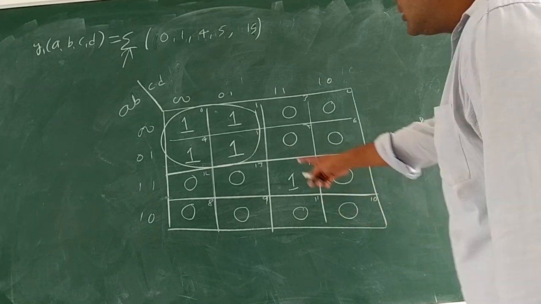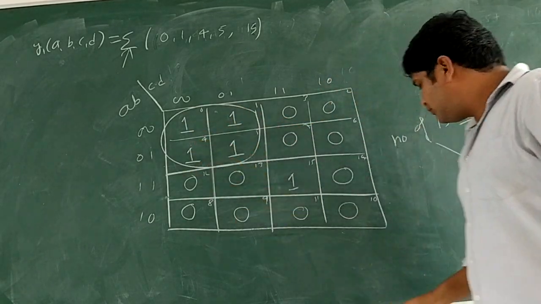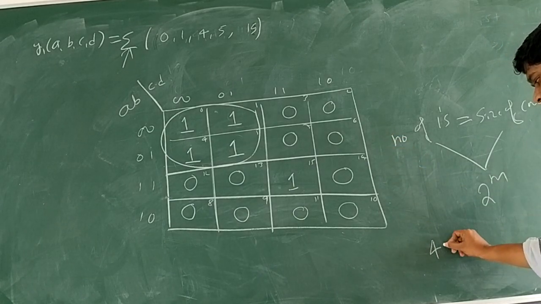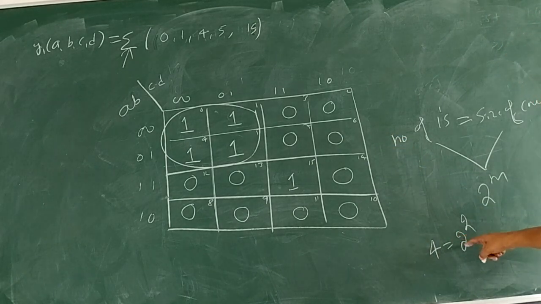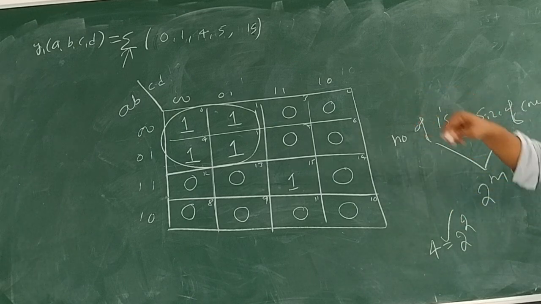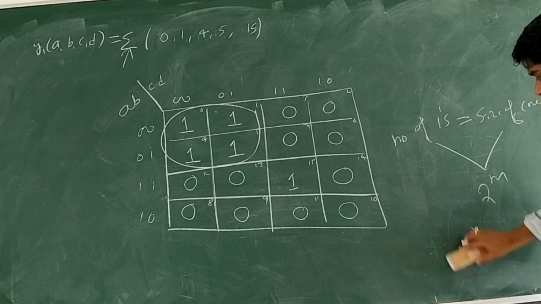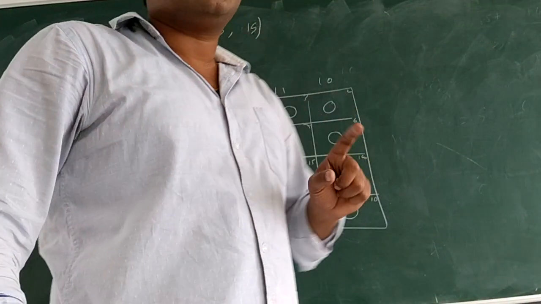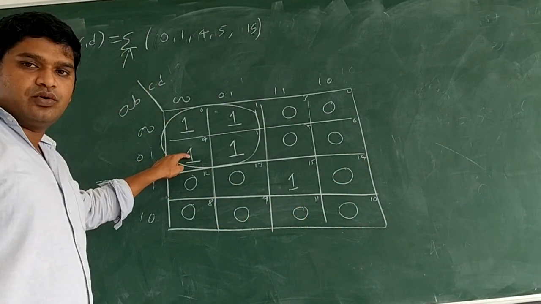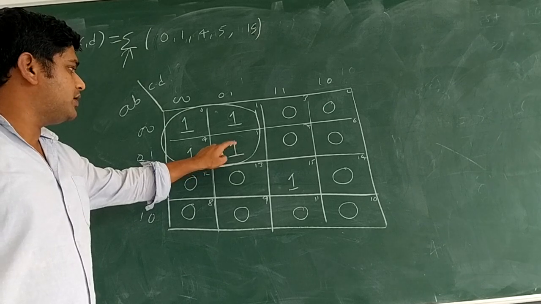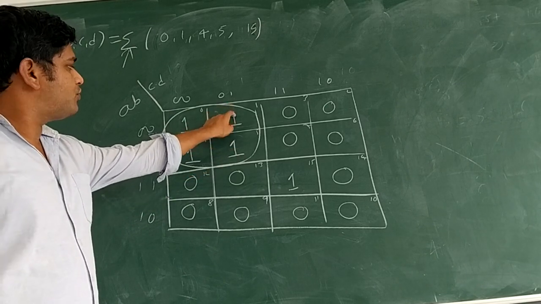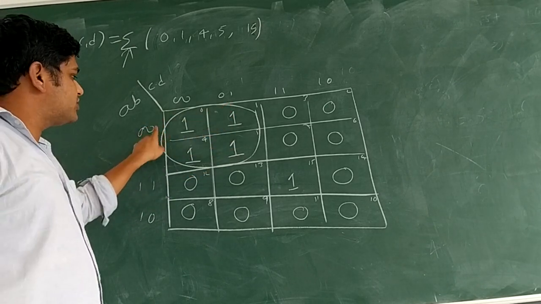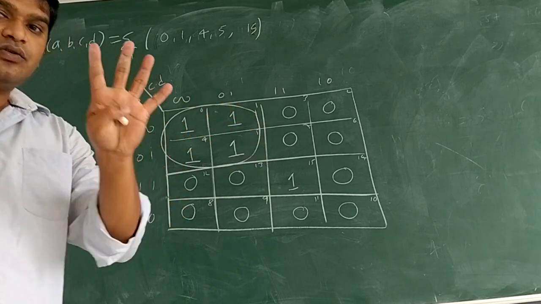So what is the size of the cover here? Number of ones in the cover is 4. It is equal to 2 raised to 2. Hence this cover is allowed. Also, not only by size of the cover, but adjacents: 0 adjacent with 4, 4 adjacent with 5, 5 adjacent with 1 adjacent with 0. Hence, the cover is of size 4.